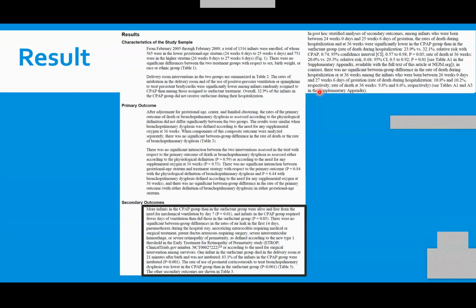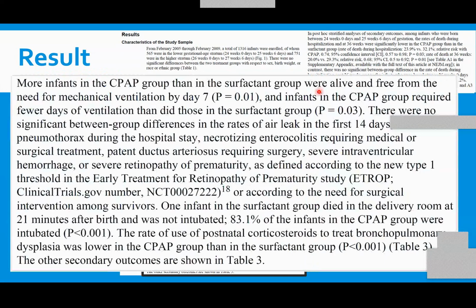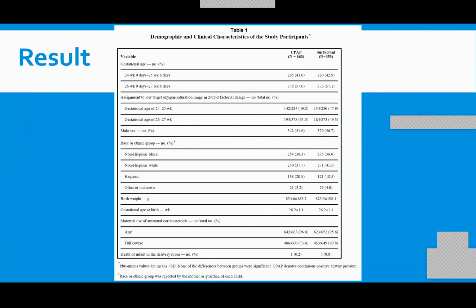And also secondary outcomes. So also again, p-value, okay, and the tables and level of significance. And when you look at the tables, remember, this is table 1, demographic. Most of the study will have this table. It tells you the characteristic of your population.